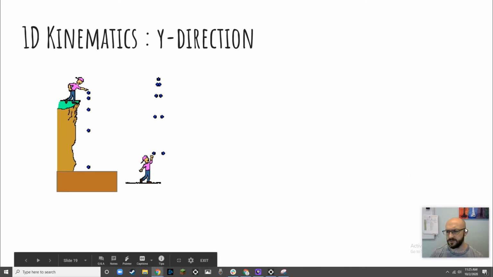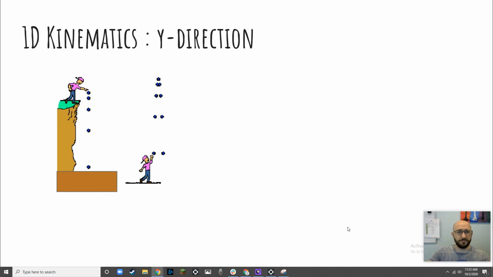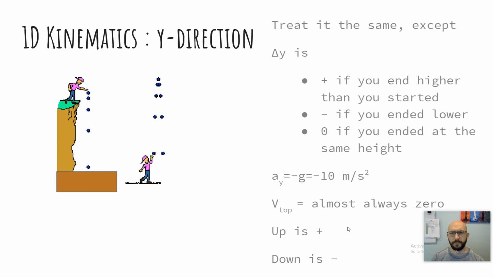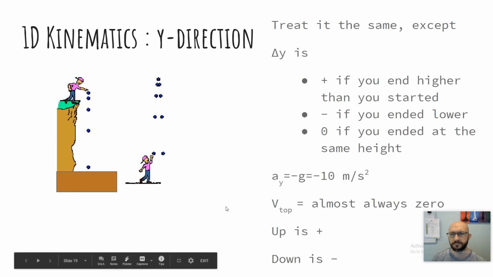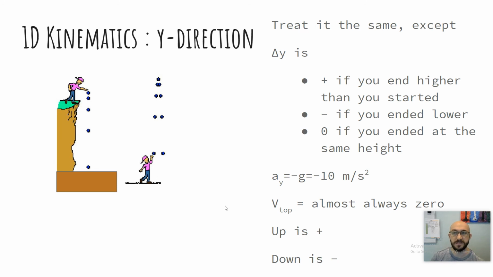All right, now I can do this exact same sort of thing, but in the y direction. I don't have to be in the x direction. I can also do it for going up and down. Things to consider here. Let's start with the guy dropping the ball off the cliff. We're going to treat this exactly the same as we would treat the x direction. The only thing we've got to remember is that sometimes my delta y is going to be positive, sometimes my delta y is going to be negative, sometimes my delta y is going to be 0, depending.